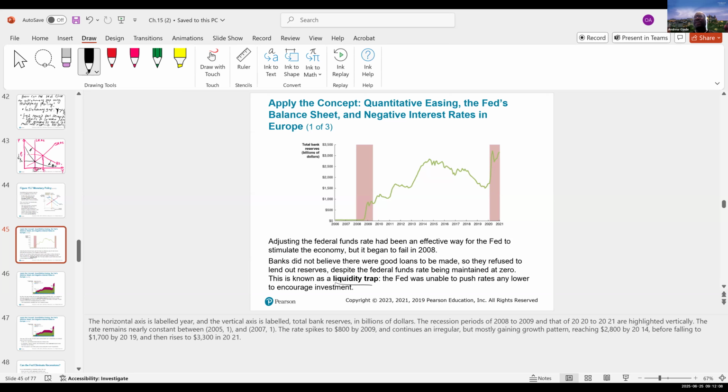We call them the unconventional tools of monetary policy. Unconventional in the sense that they were never tried before. And one of those unconventional tools of monetary policy was what we call quantitative easing. So quantitative easing is this idea that because what caused the financial crisis in 2007 was that that crisis started from the U.S. housing market.